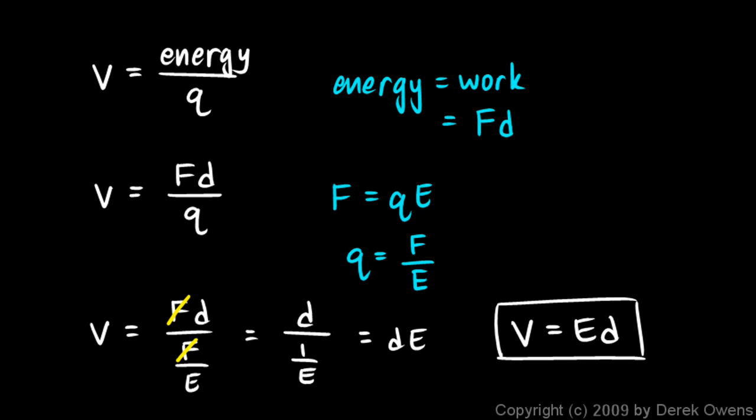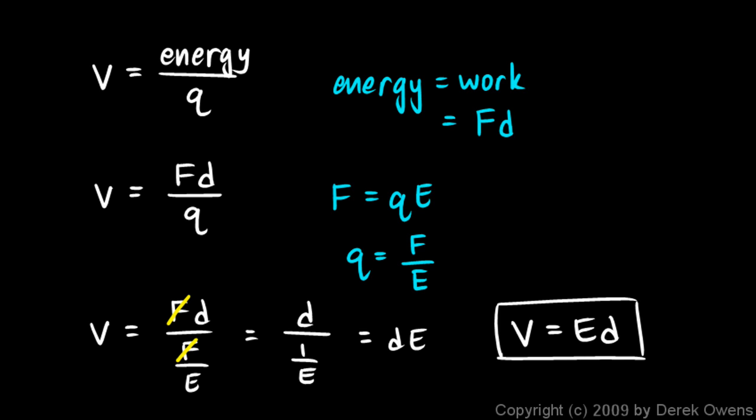And this means voltage. And voltage, remember, always deals with 2 points. The potential energy difference between 2 points. And the voltage is equal to the electric field strength E times the distance d, and that's the distance between those 2 points. Now, one warning here about this equation.